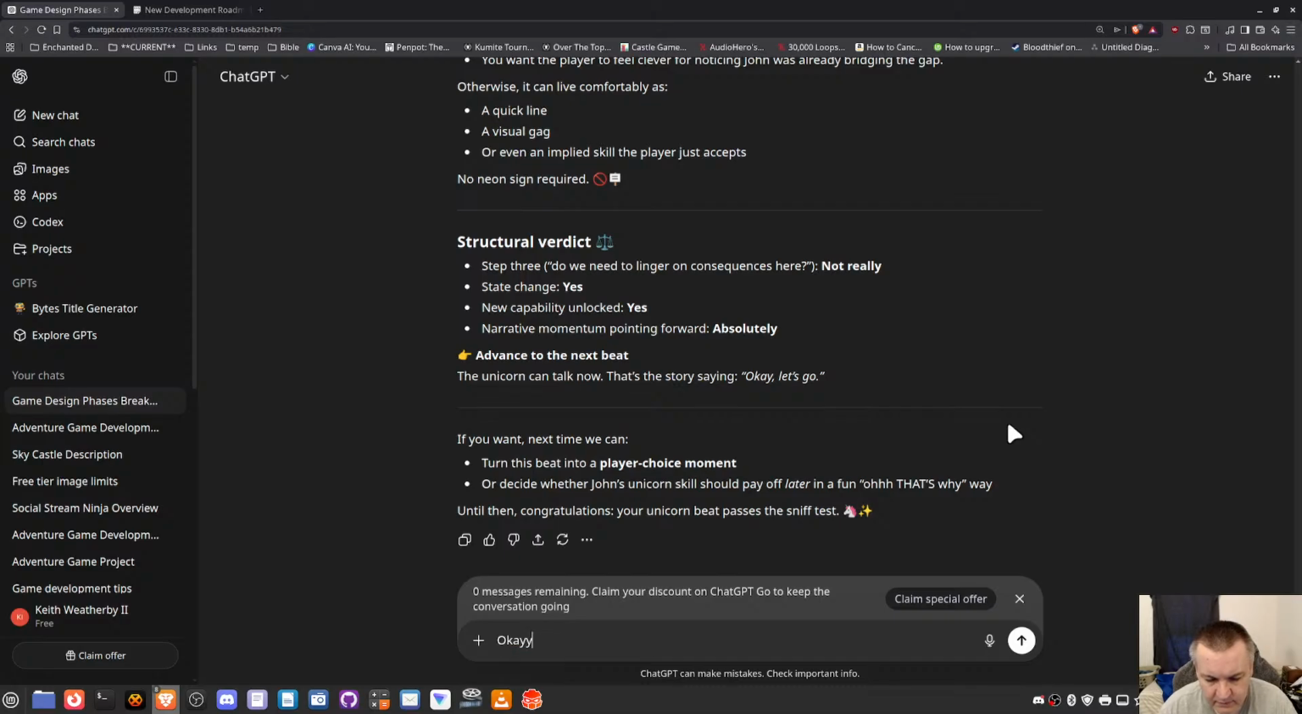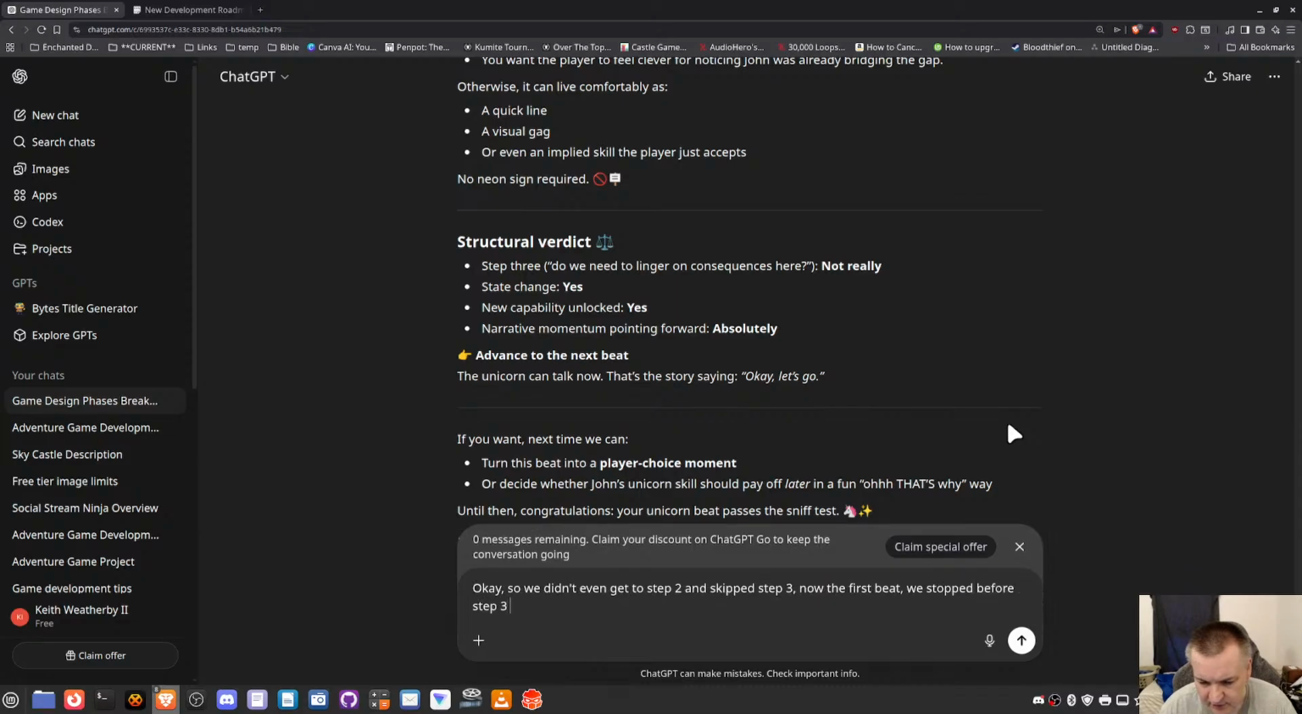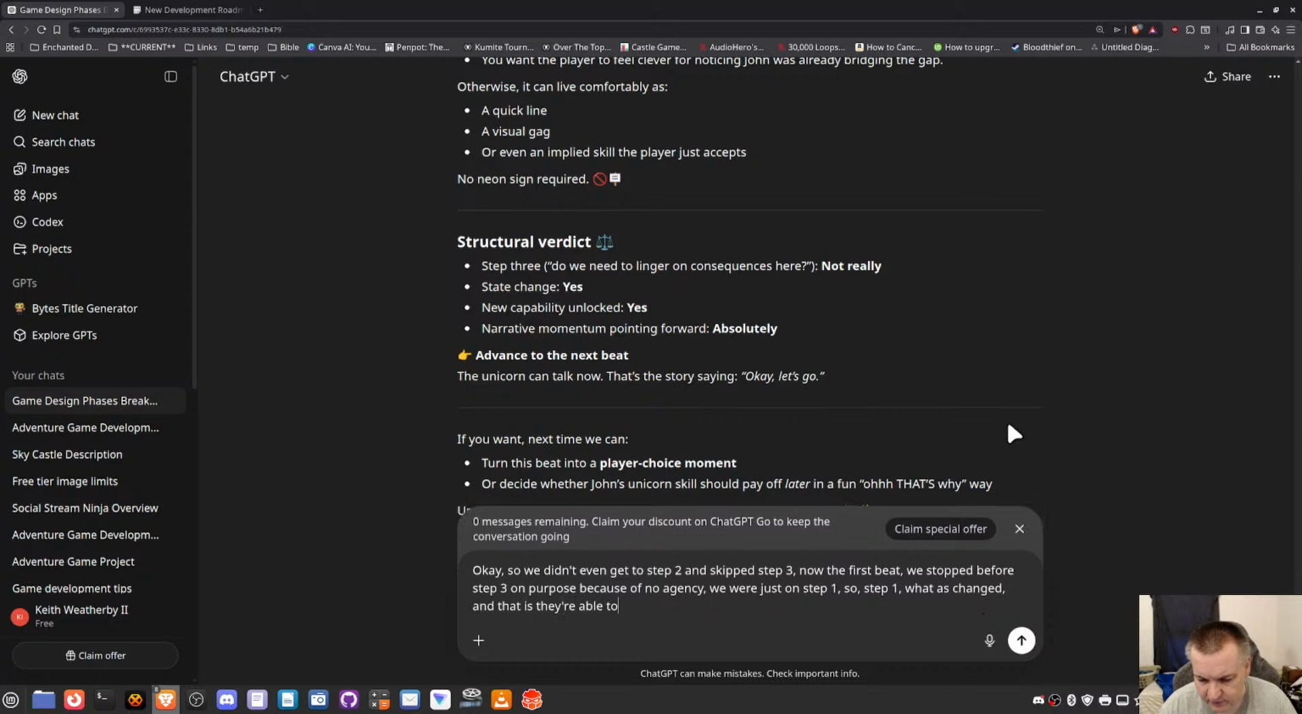Okay, so we didn't even get to step 2 and skipped step 3. Now, the first beat, we stopped before step 3 on purpose because of no agency. We were just on step 1. So, step 1, what has changed? And that is they're able to communicate with the unicorn.